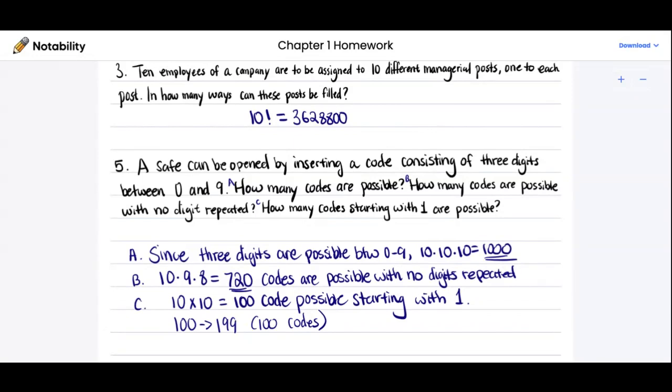And for C, how many codes starting with 1 are possible? Since only 1 is possible as the first digit, so 100 to 199, that's 100 codes possible starting with 1.